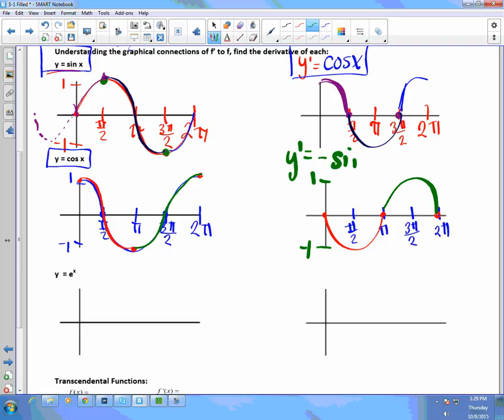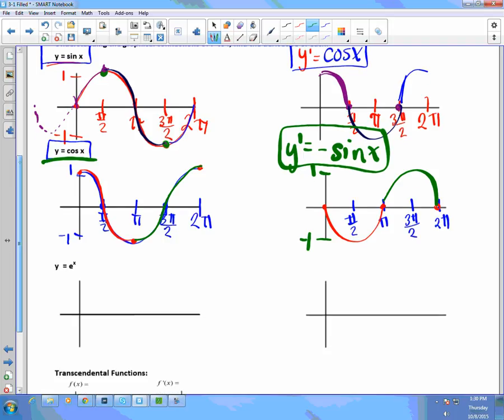So it is negative sine. So here's something to remember. Whenever you're taking the derivative of a co-function, it's negative. Like when we do secant and cosecant, tangent and cotangent, the co's create a negative in the derivatives. So the derivative of sine is cosine, and the derivative of cosine is negative sine. Okay.